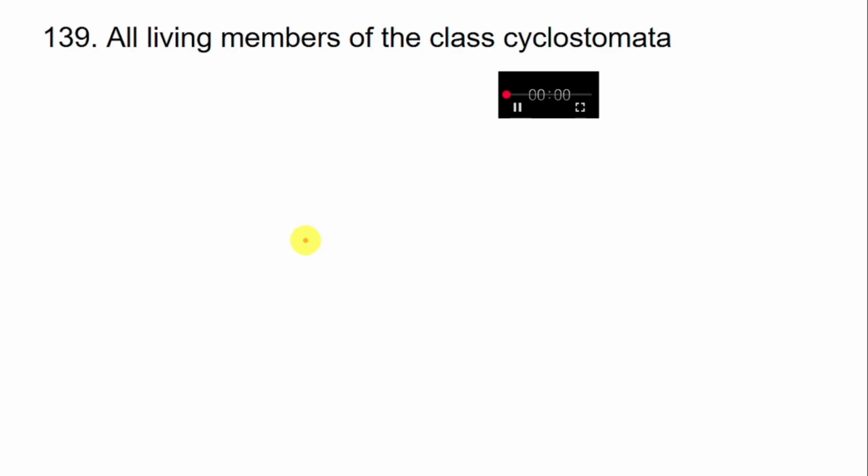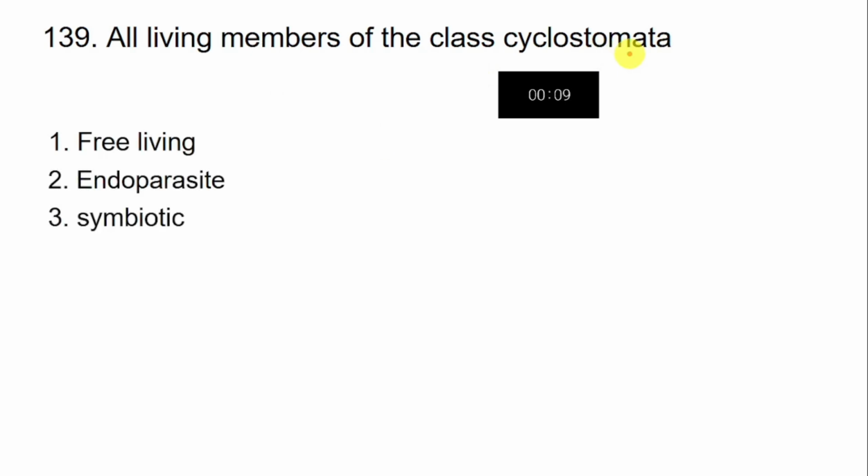Next question. All living members of the class Cyclostomata are free living, endoparasite, symbiotic, ectoparasite. So Cyclostomata, they are jawless, and they have circular mouth, and they are ectoparasites. So option 4 is the right answer.